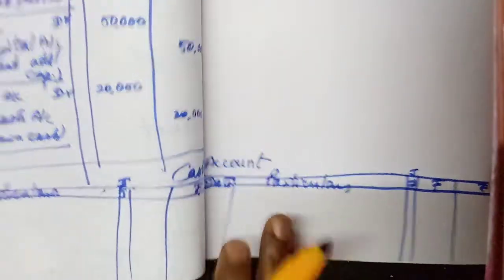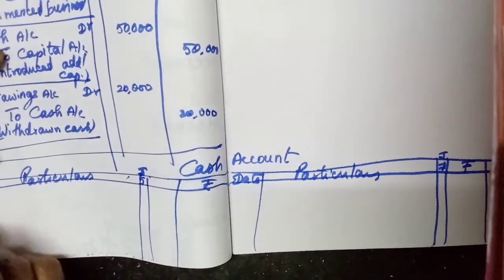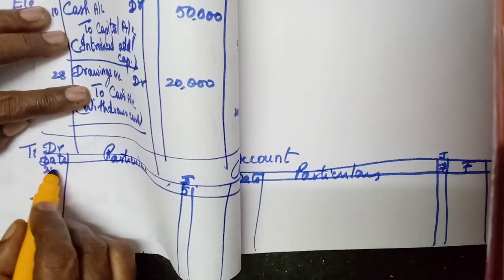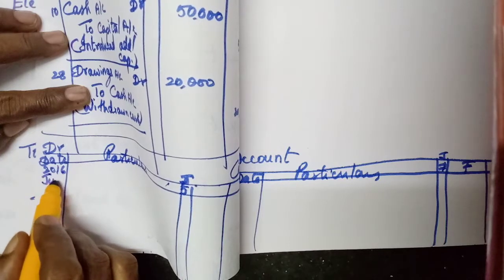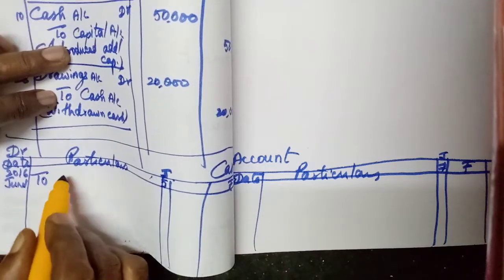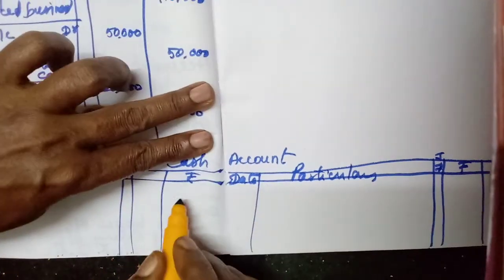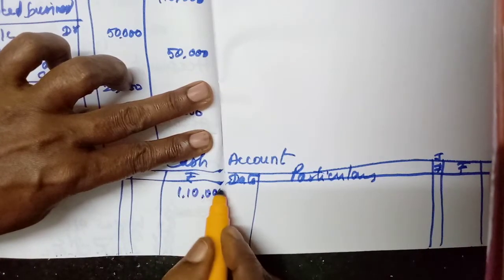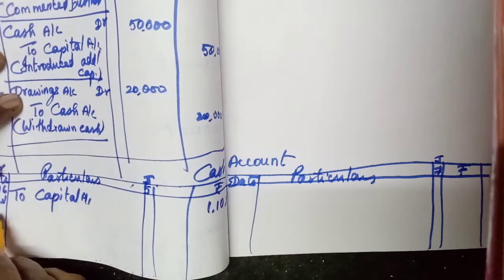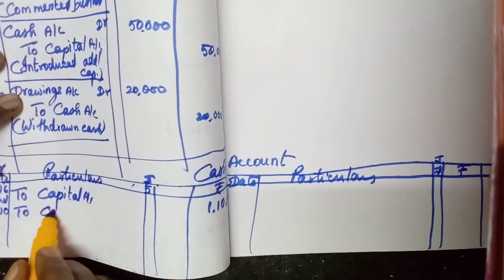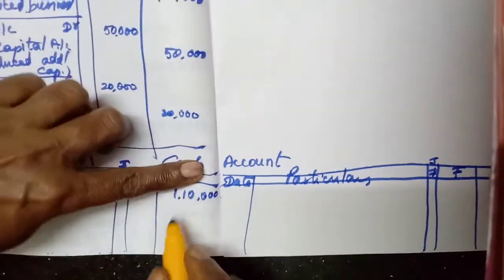Okay, now first journal entry, cash is debited. So debit side we have to post. Okay, first we will write the date 2016 June 1. Okay, to capital account. How much? 1,10,000. Okay. Second entry also debited cash. So to, that date is 10, to capital account. Okay, that amount is 50,000.